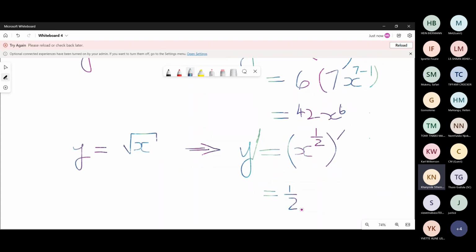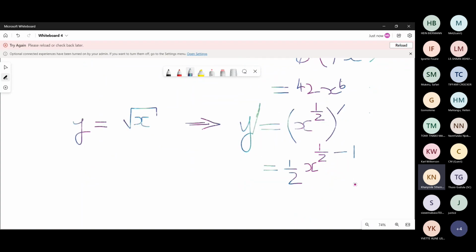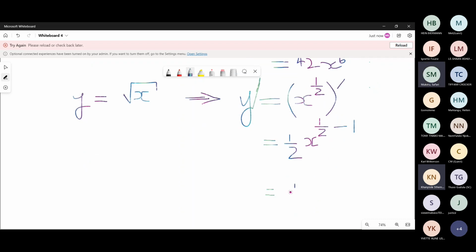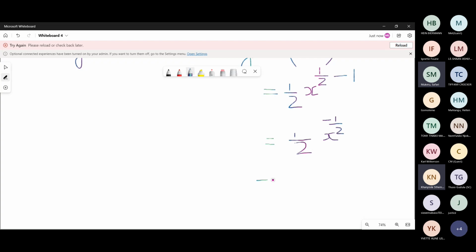You take this number half down, so 1/2 times x to the power half minus 1. So we obtain 1/2 multiplied by x to the power, which is half minus one? Minus half, yes. One can continue simplifying this. Let me go slowly so as not to lose anyone. This is the same thing as 1/2 over x to the power half, which is the square root of x, right?